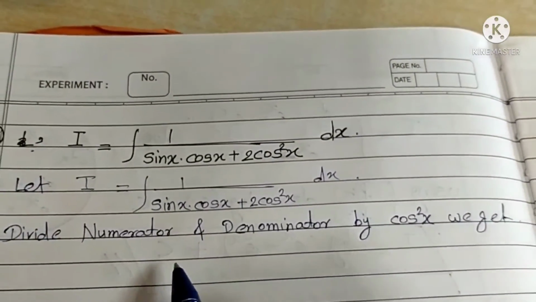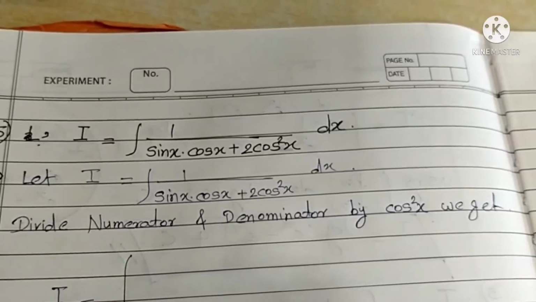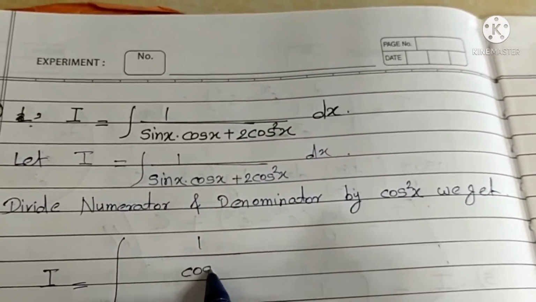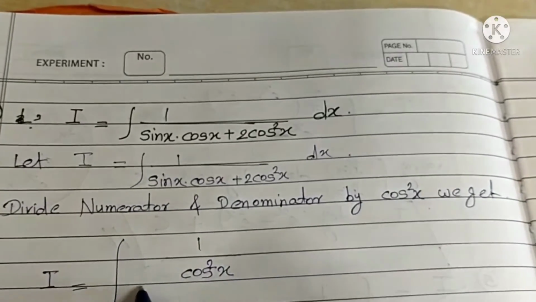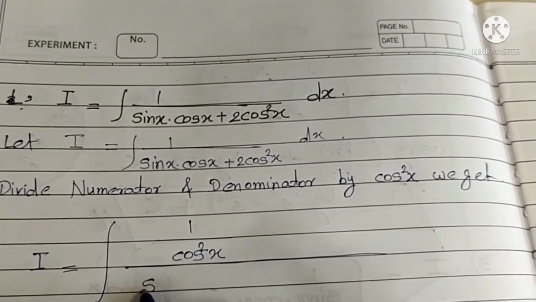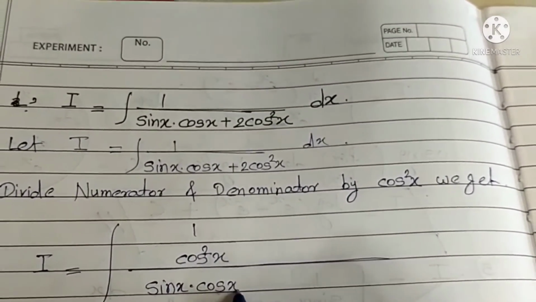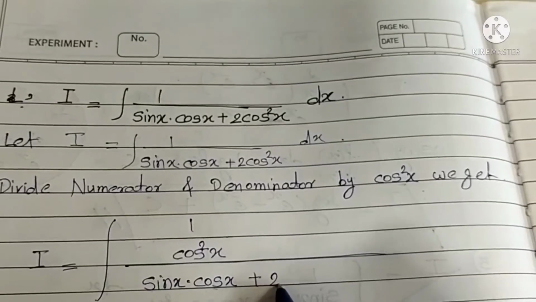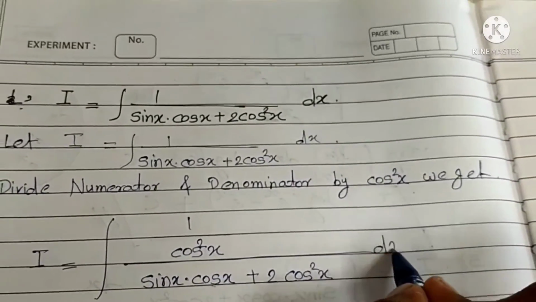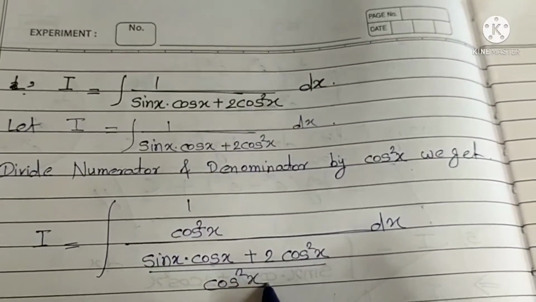So here we divide. I is equal to integration of 1 upon cos square x. First we divide the numerator, then we divide the denominator. So it is (sin x into cos x plus 2 cos square x) dx upon cos square x.